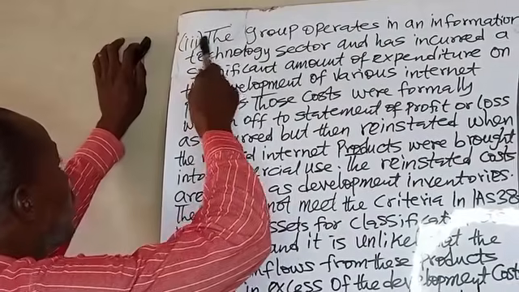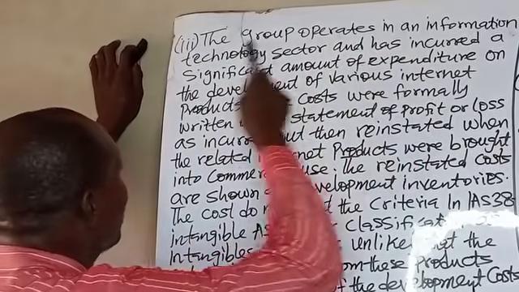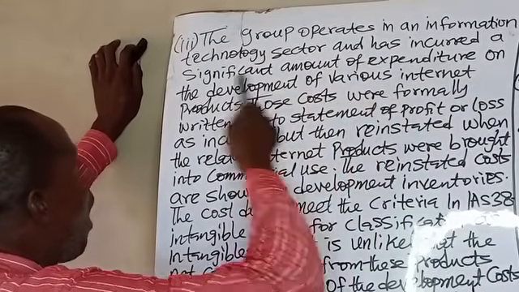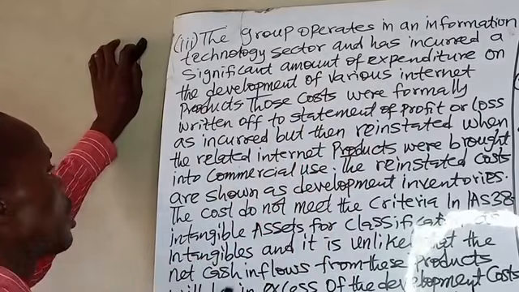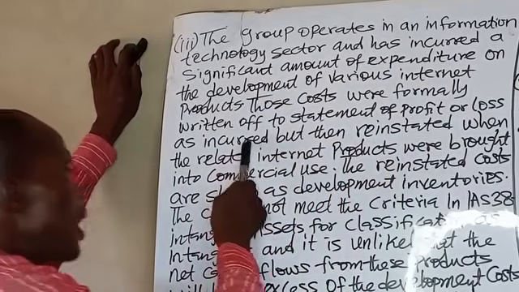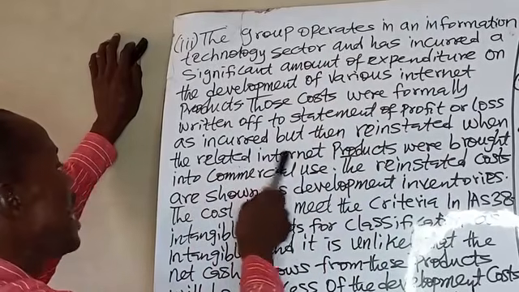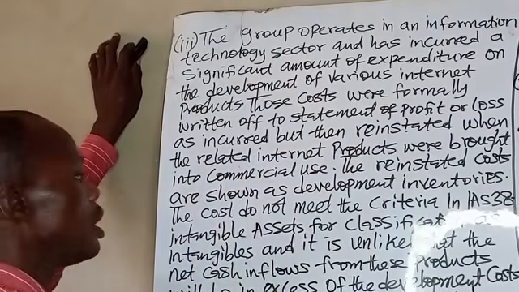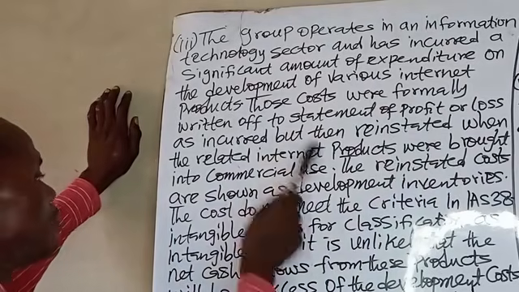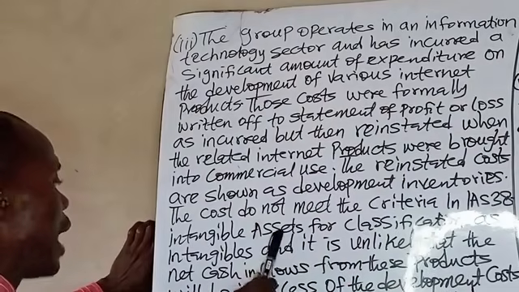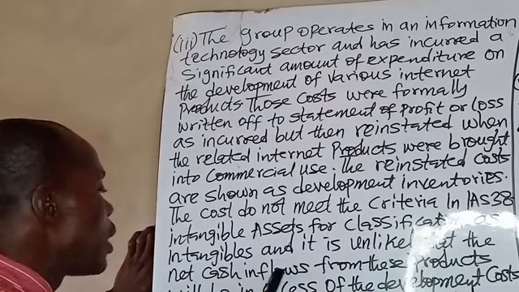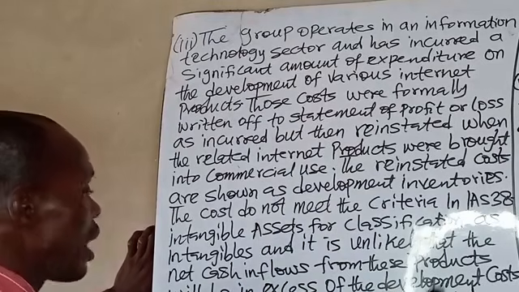Note 3. The group operates in the information technology sector and has incurred a significant amount of expenditure on the development of various internet products. Those costs were formerly written off to the statement of profit or loss as incurred, but then reinstated when the related internet products were brought into commercial use. The reinstated costs are shown as development inventories. The costs do not meet the criteria in IAS 38, Intangible Assets, for classification as intangibles, and it is unlikely that the net cash inflows from these products will be in excess of the development costs.